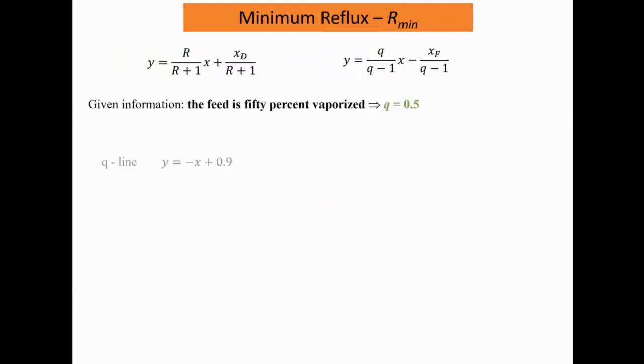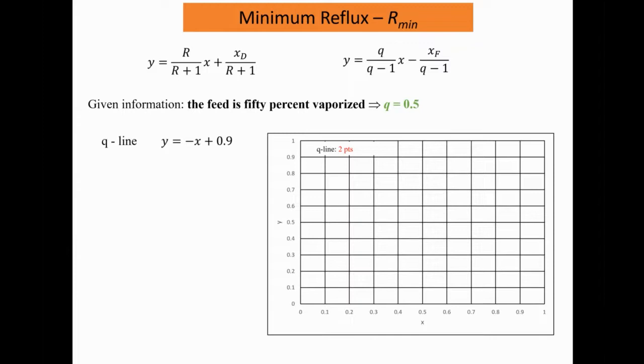So as I explained here, Q is equal to 0.5. Now you can start with this Q line here, the equilibrium curve, and then you have this point here, as we said. This is the first point, which is going to represent the feed. And this is another arbitrary point that we choose based on this one. So that would be your Q line here.